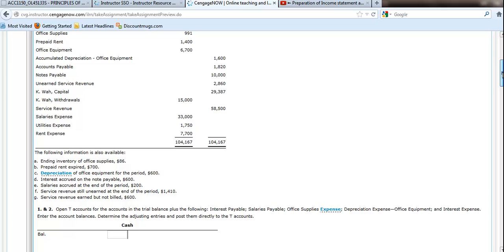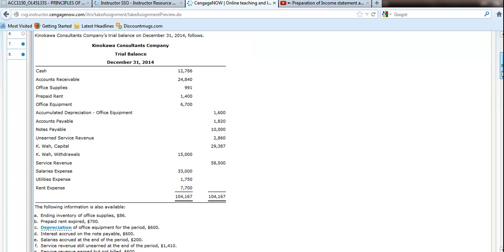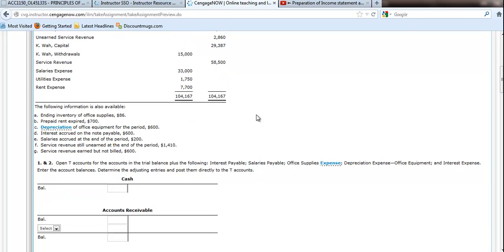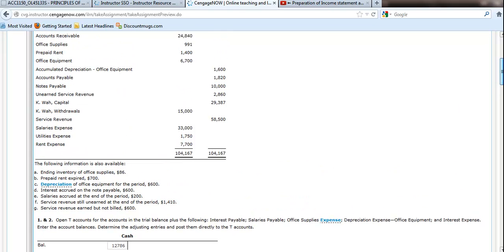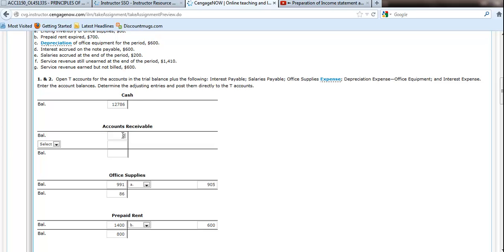So before we get going on doing the adjusting entries, we're going to go through all the T accounts below and put in their beginning balances if they have one. Okay, so cash has a beginning balance of $12,786. Accounts receivable has a balance of $24,840. Office supplies has a balance of $991.